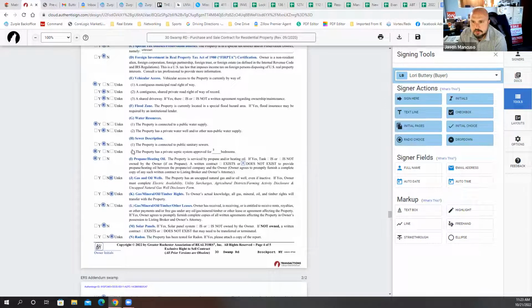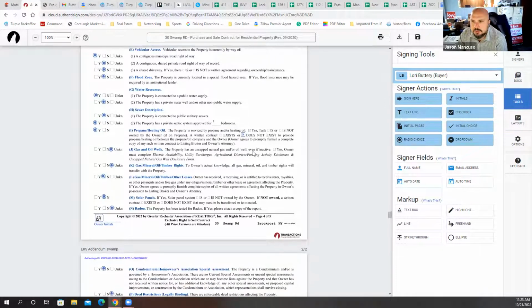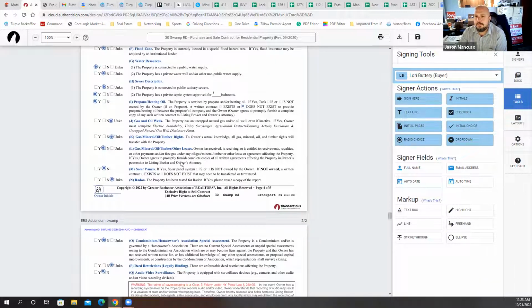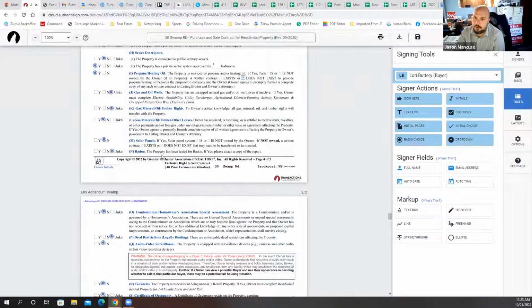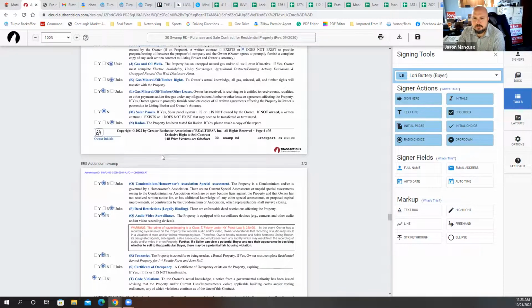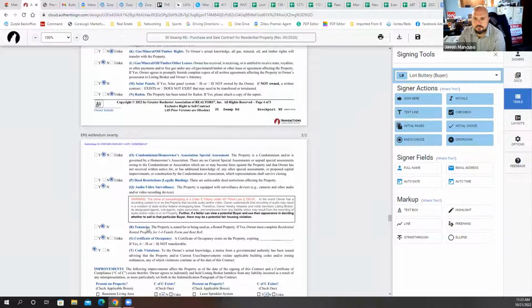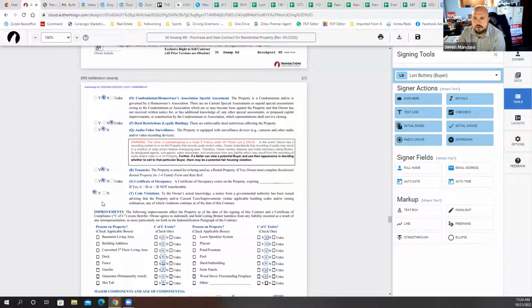I'm looking through this, nothing looks alarming so far. It addresses the heating oil. Okay, so in here, there's not a written contract to provide heating oil, so that's important. No solar panels, unknown if they've done a radon test. Okay, so this is interesting. There's code violations on this property.